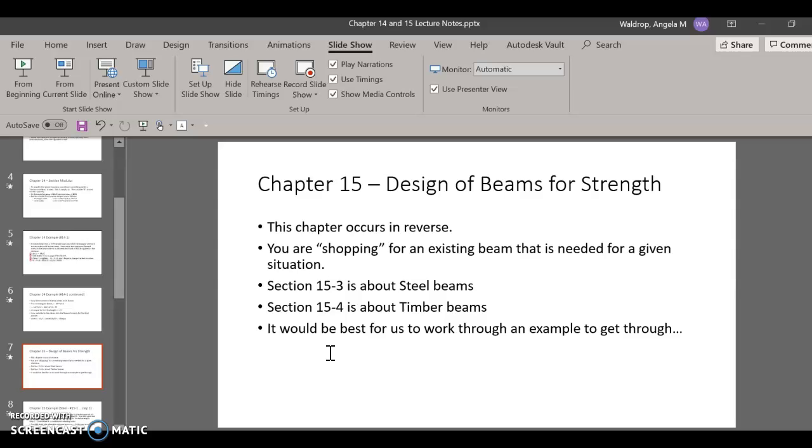Section 15.3 is all about steel beams, and section 15.4 is all about timber or wood beams. So what we're going to do is work through an example together to get through section 15.3.